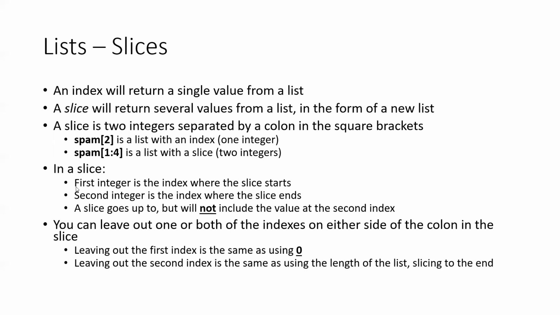All right, so in a slice, you have the first integer, which is where the index starts. Remember that the second integer is where the index is going to end. On a slice, it goes up to, but will not include the value at the second index. In other words, if we have 1:4 up here, we will get everything up to the 4 index, but does not include that 4th index. You can leave out one or both of those indexes on either side of the colon on the slice. So for example, leaving out the front part is the same as using 0. Leaving out everything after the colon is the same as saying go all the way to the end of the list.